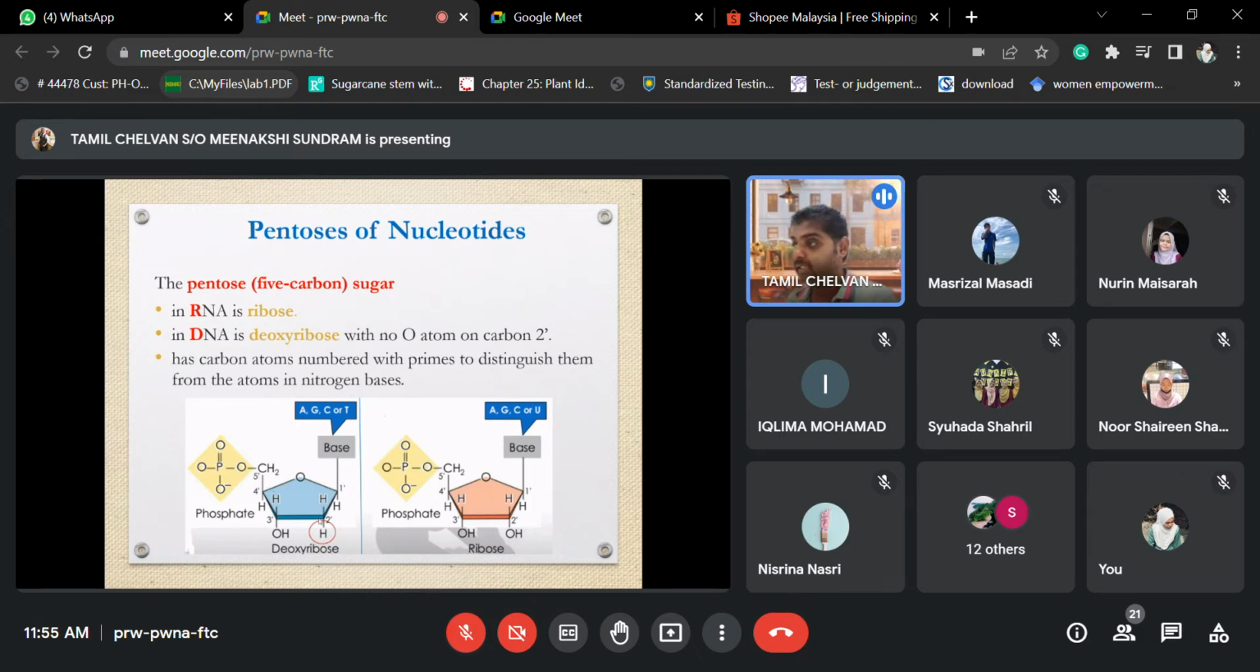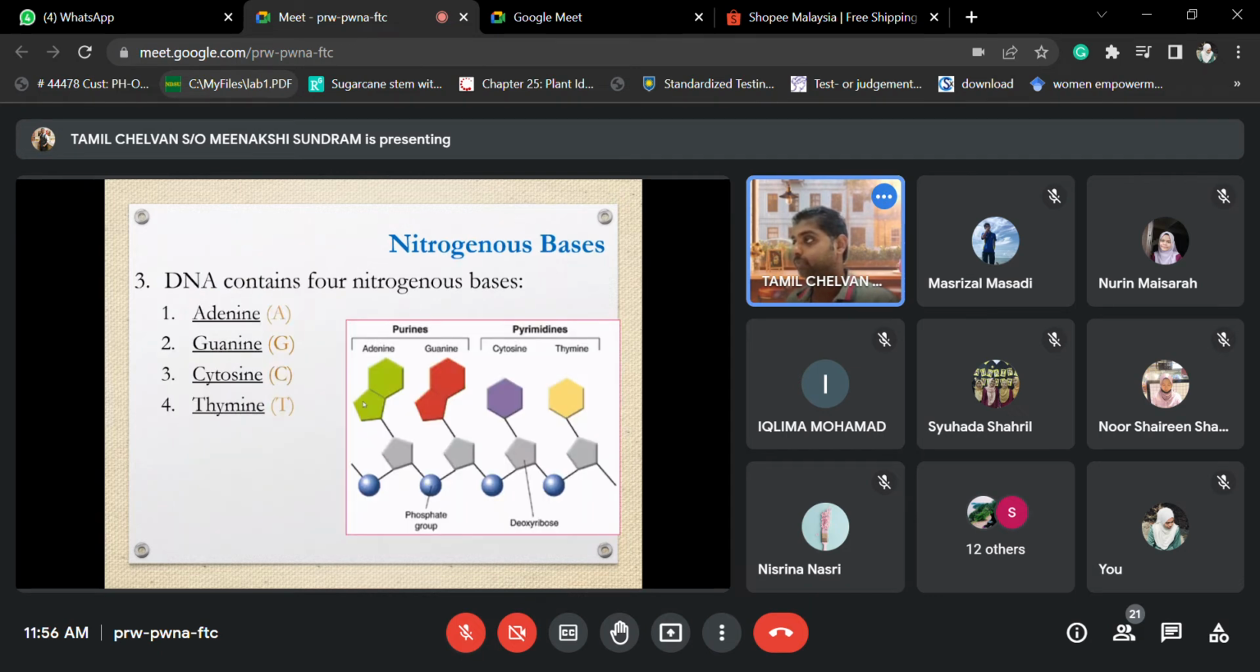Kalau DNA dia ada hydrogen group dekat carbon number 2. Yang ni ada hydroxyl group, dekat carbon number 2 ribose. Carbon atoms are numbered with primes to distinguish them from the atoms in the nitrogen base.